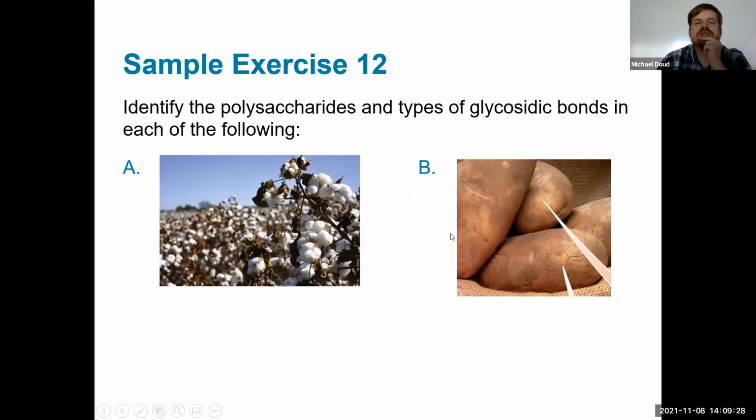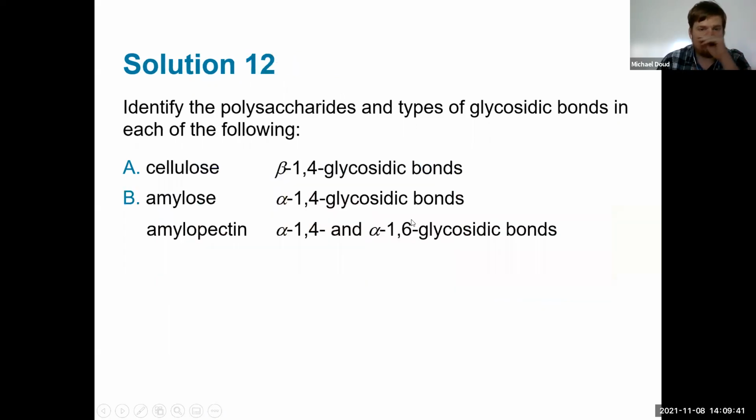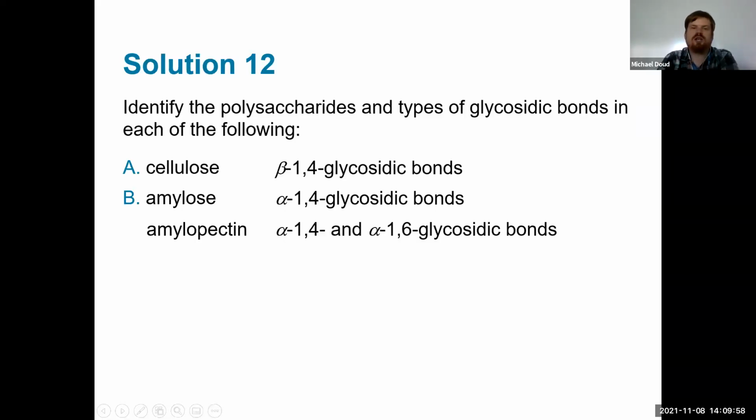Okay, so given these two structures, just tell me which polysaccharides are there and which type of glycosidic bonds are involved. So go ahead, pause, just take a look at the previous slides, and we'll take a look at it here. So pause. Okay, so let's take a look. Again, cellulose is the cotton one, and that only has beta 1,4 glycosidic bonds. The potato contains both amylose, which has alpha 1,4 glycosidic bonds, and amylopectin, which has alpha 1,4 and alpha 1,6 glycosidic bonds.